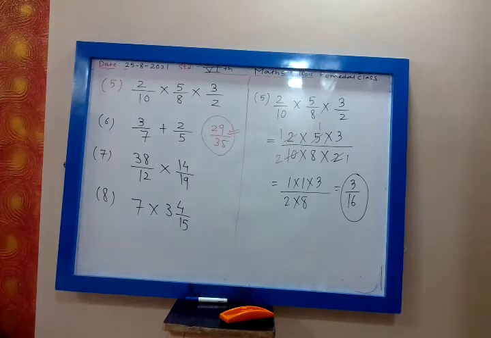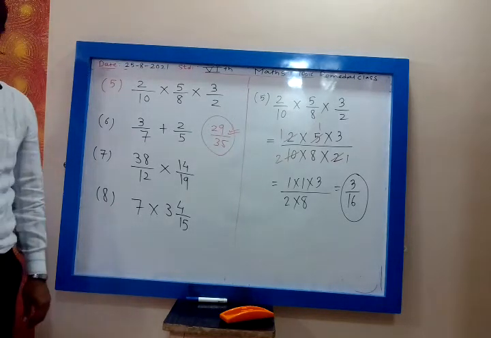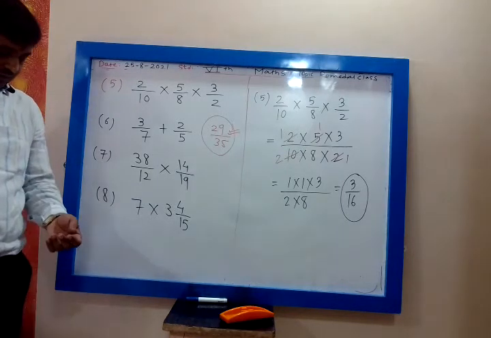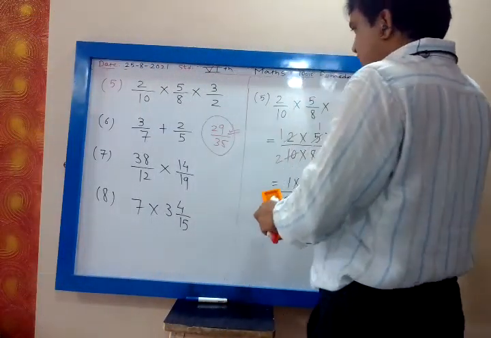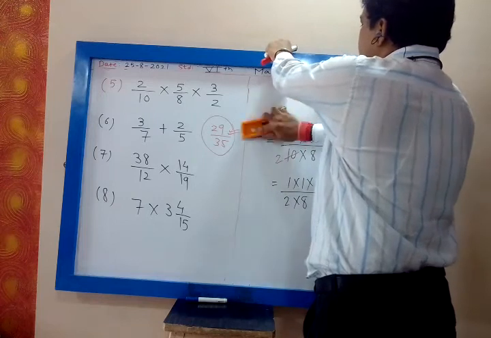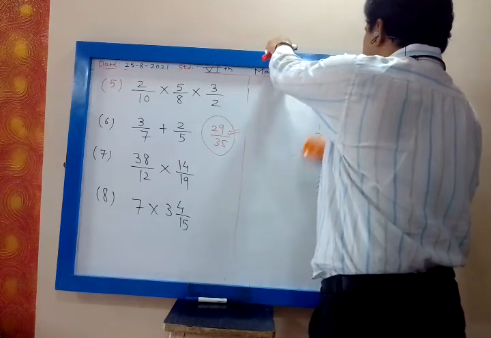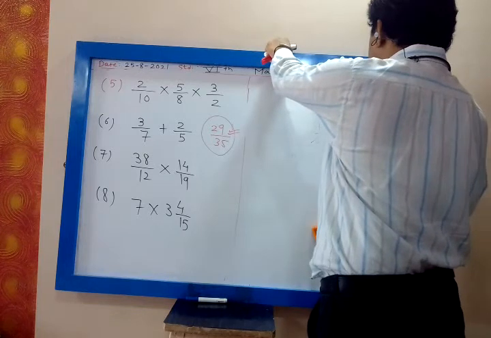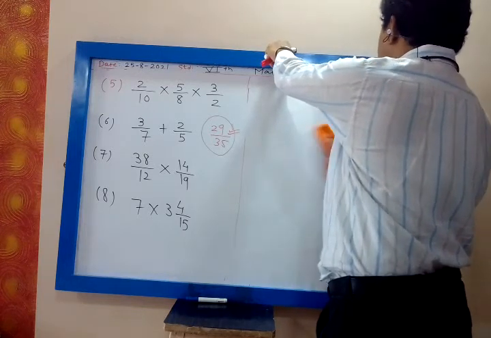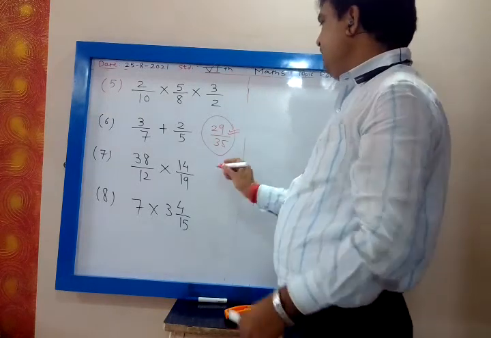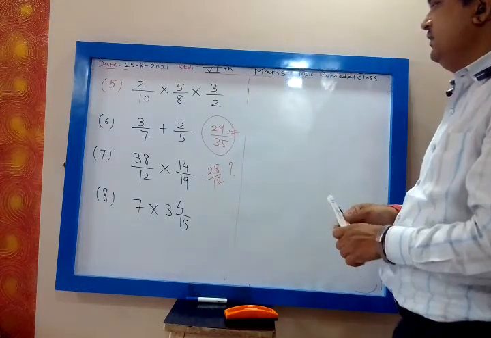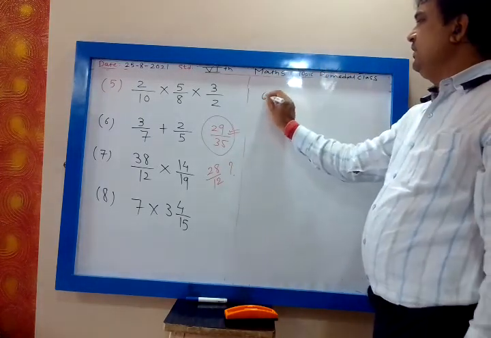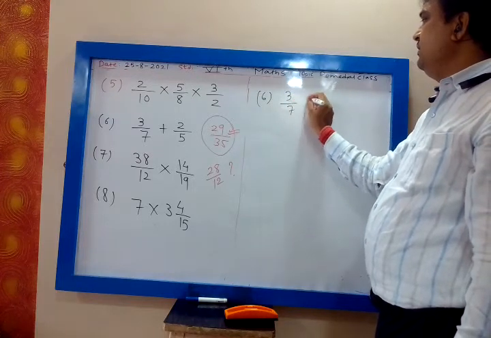Yes, Krishna. What is the answer of 6th? 29 upon 35. Let us discuss the solution of 6th. 3 by 7 plus 2 by 5. Okay, let us check the answer. Let us see this first, 6. 3 by 7 plus 2 by 5.